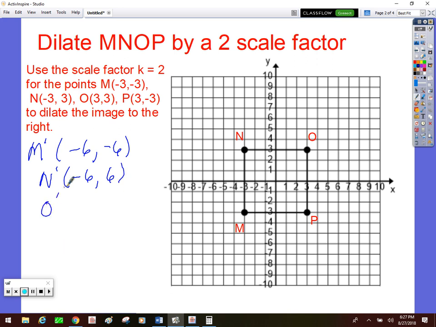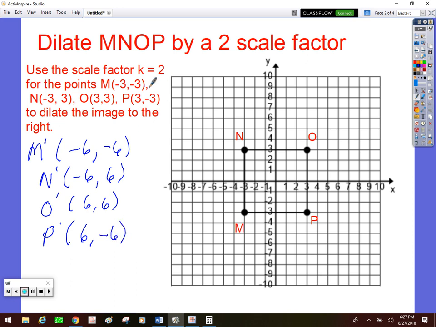Then I have O prime. Both of these are 3, so 3 times 2 is 6. 3 times 2 is 6. So both of those are 6. And then you have P, so P prime would give me 3 times 2 is 6. Negative 3 times 2 is negative 6.